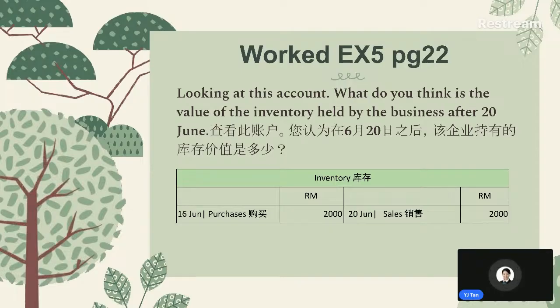So if this is an exam question, the answer is there is no inventory left at that point in time, which is 20th of June. If the exam question asks what the inventory is at 18th of June, you see, 18th of June is after the purchase but before the sales. So the answer should be 2,000 instead of 0. I hope I make this very clear.